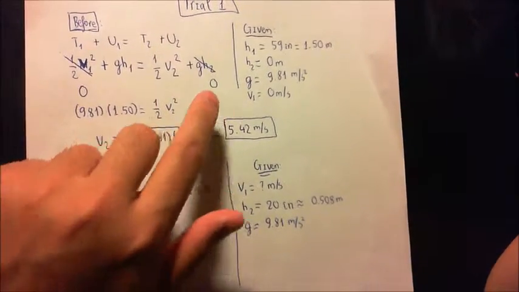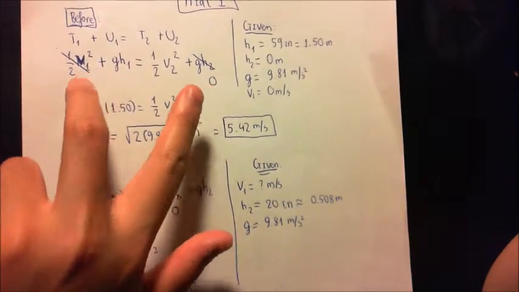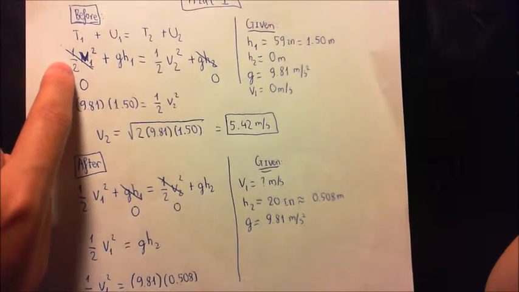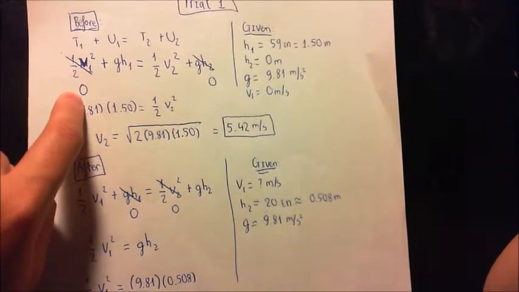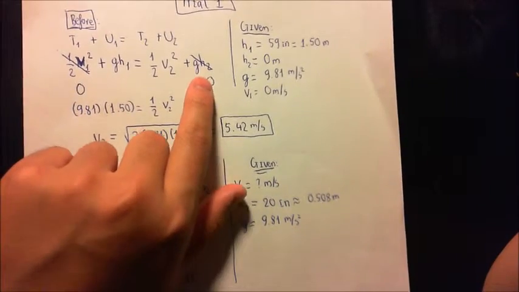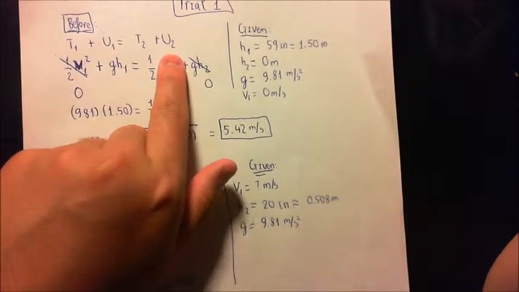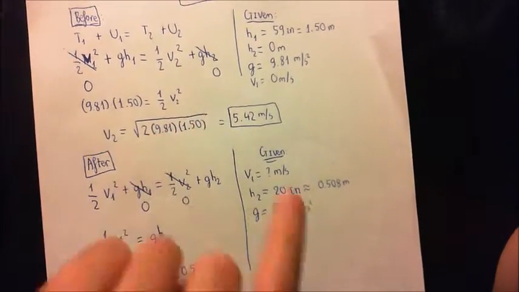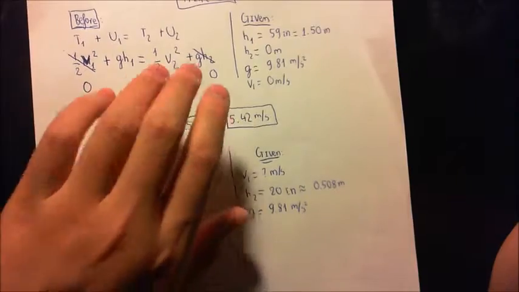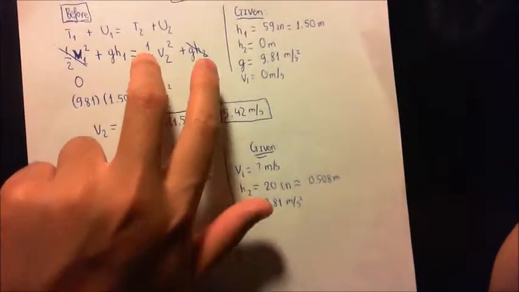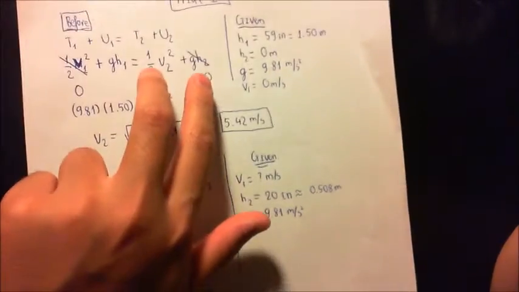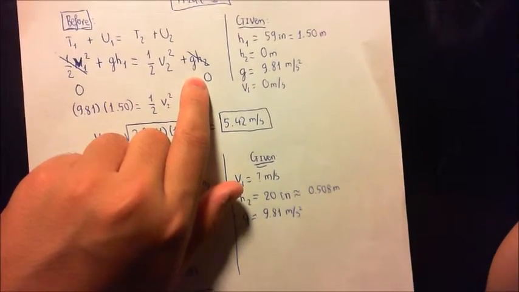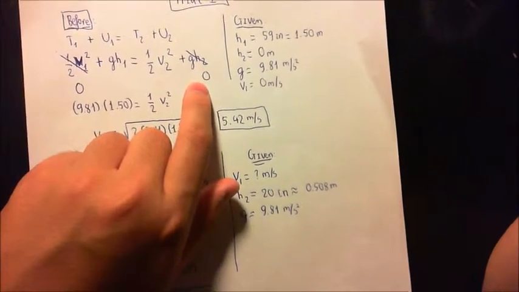And the reason I scratched this out is because this is the kinetic energy. I scratched it out because when I'm holding the ball, it's not moving, and therefore it has to be 0. And the same with this, the potential energy, which is U2, I scratched it out and it is equal to 0 because this is when the ball is moving after I have released the ball. So when the ball is moving, potential energy cannot be any number except 0.